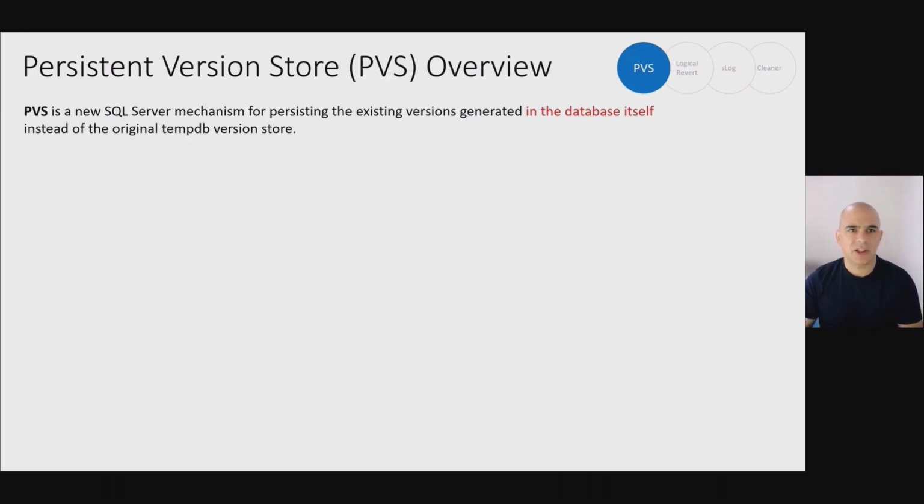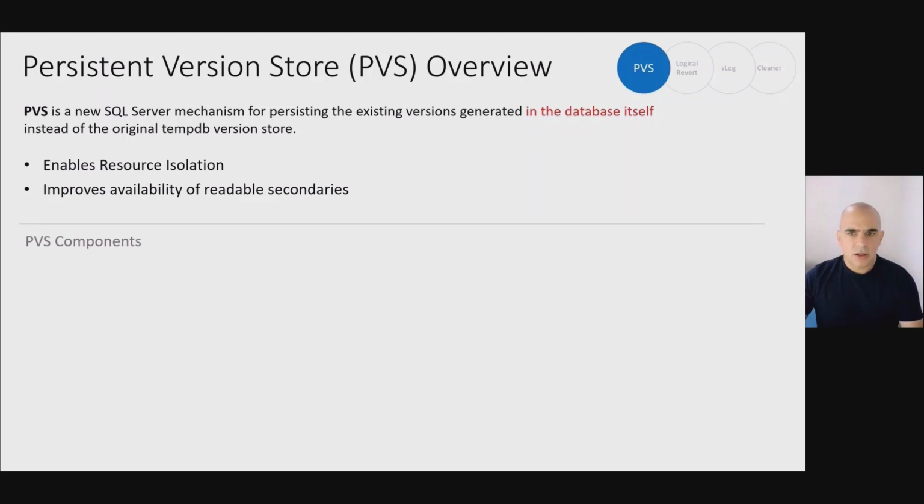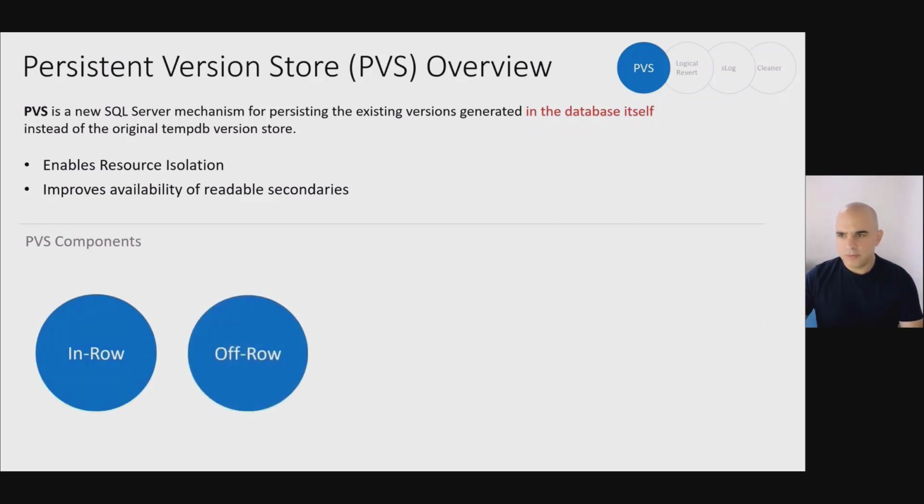First, let's start with the persistent version store, the PVS, which is a new SQL Server mechanism for persisting the existing versions generated in the database itself, instead of the original TempDB version store. And that has a lot of advantages. It enables resource isolation, and it improves the availability of readable secondaries. PVS has the following components: in-row, off-row, and version tracking and cleanup. So let's double click on those things and see how they work.